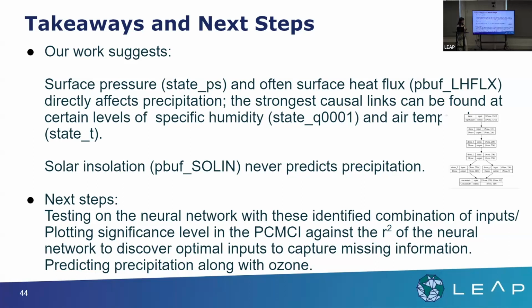And then some next steps from creating the causal graphs would be to test it on a neural network, especially with those combinations of inputs that I identified. Ideally, I would try to test maybe 60 separate neural networks, since I had around 60 separate outputs from my PCMCI. And then I would also like to plot the alpha values I use for the PCMCI algorithm in comparison to the R² of the neural network. So I could see what ideal inputs would be helpful to capture the missing information in the neural network.